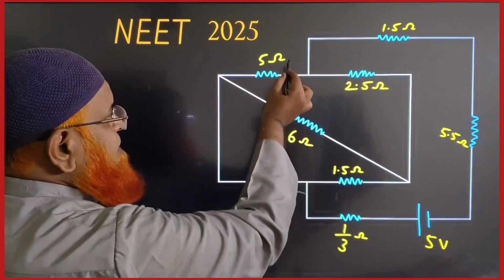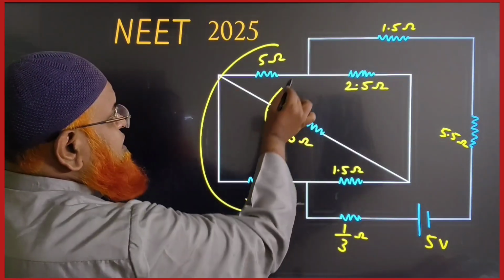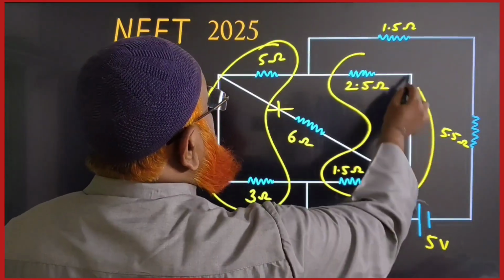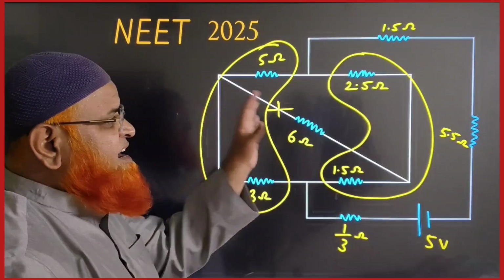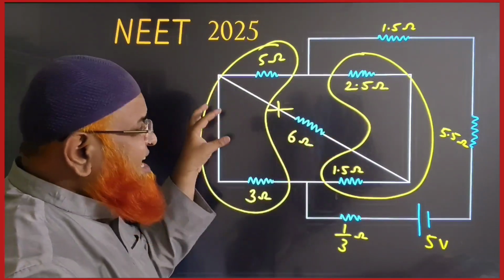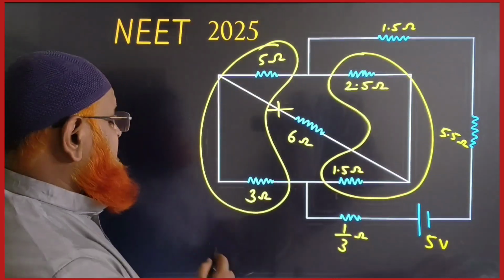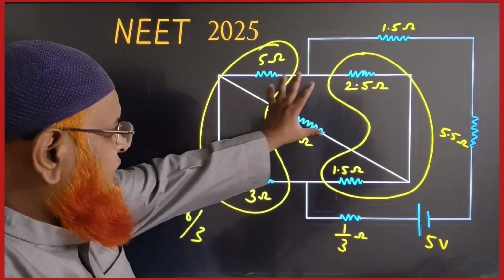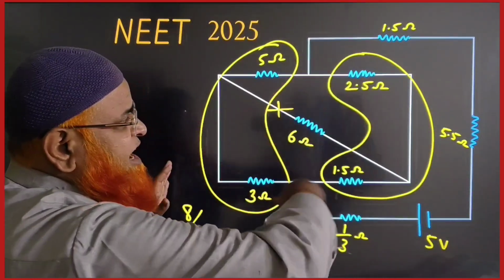So what is going to happen? 5 plus 3 is going to be 8, and 2.5 and 1.5 is going to be 4. 4 and 8 are in parallel now. When one is double the other, the resultant is the product over the sum, 8 by 3. So this completely is going to be 8 by 3 now.